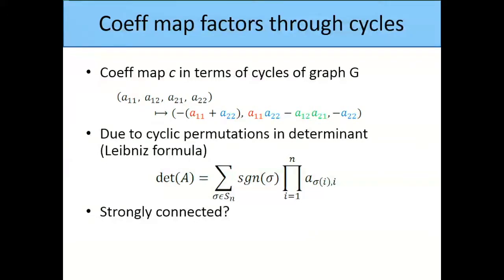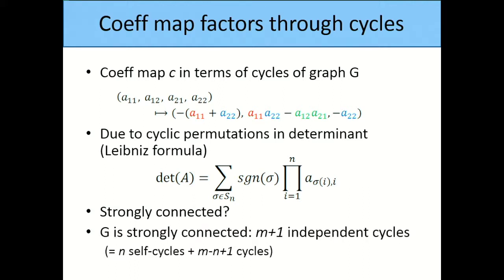Okay, so this explains one of the reasons why we had this assumption about strongly connected: in a strongly connected graph, you have the property that every edge is contained in a cycle. The reason we want that to be the case is that if there was some edge that wasn't contained in a cycle, then it wouldn't appear in my coefficient map, and then there'd be no chance of trying to find an identifiable reparametrization. So that's another reason why we assume strongly connected.